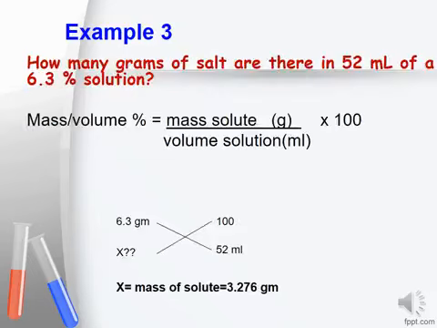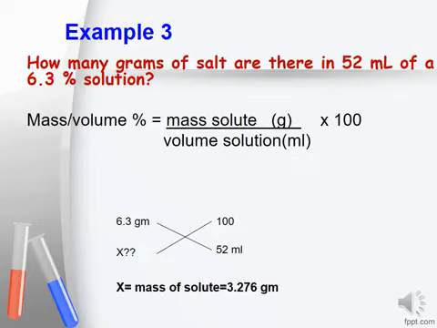Another example: how many grams of salt are there in 52 milliliter of 6.3% solution? Again, he asked about the grams, so the equation would be expressed in weight per volume, or mass per volume percent. Mass per volume percent equals mass of solute divided by volume of solution, multiplying by 100. Mass per volume will be replaced by 6.3, the mass of solute is X or question mark, the volume of the solution is 52 milliliter, and multiplying by 100.